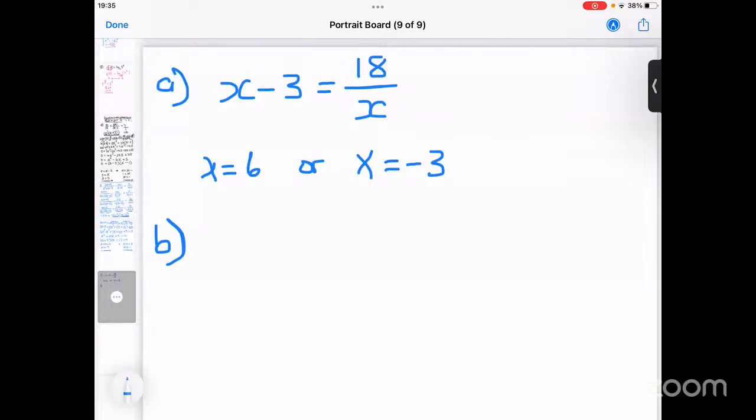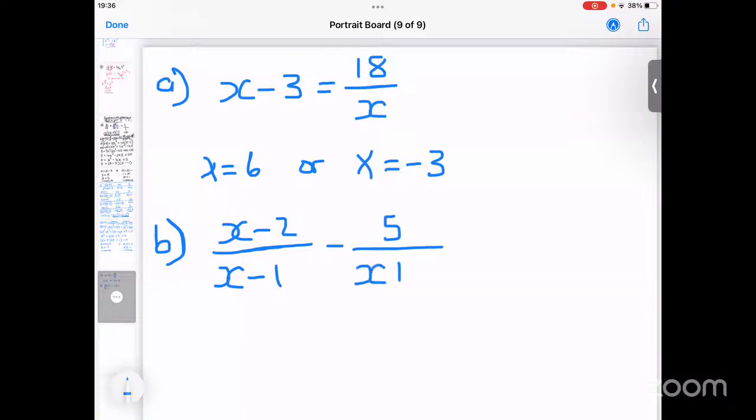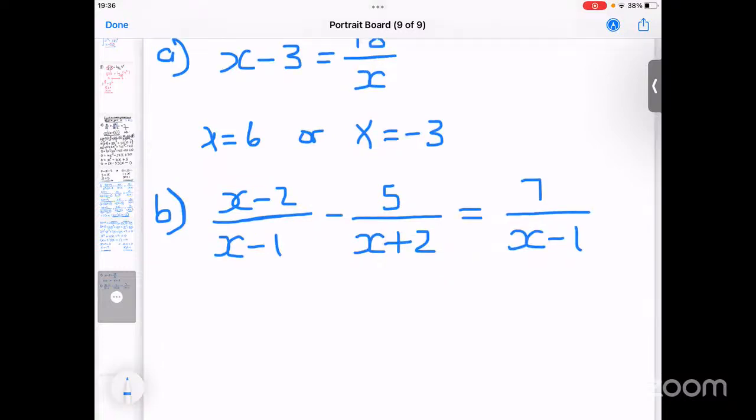So now we move on to the next problem, and this is what you need to do. We have x minus 2 divided by x minus 1, minus 5 divided by x, plus 2, and this equals 7 divided by x minus 1. Yes, there's another problem that you need to work out.